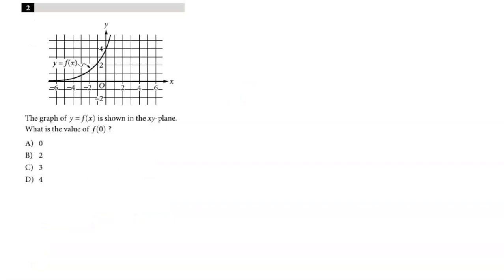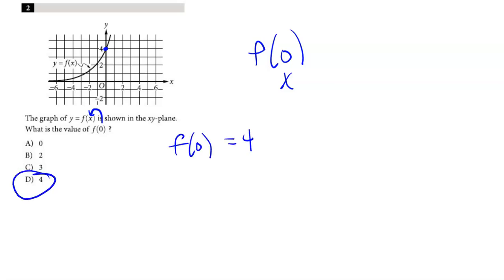Number two, the graph of y equals f of x is shown above. What is the value of f of 0? So f of 0 basically just means you look at where x equals 0 and then find out what y is. So we put that 0 in right there. At x equals 0, it looks like y equals 4. So f of 0 equals 4. Correct answer is D.